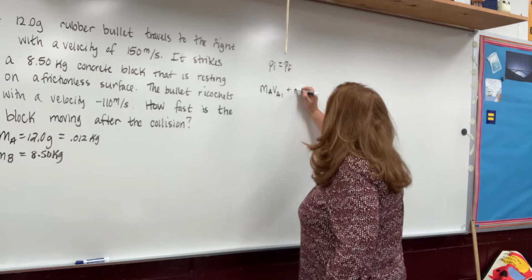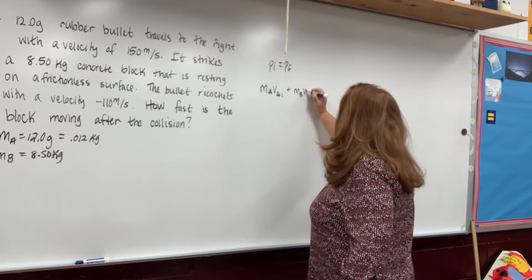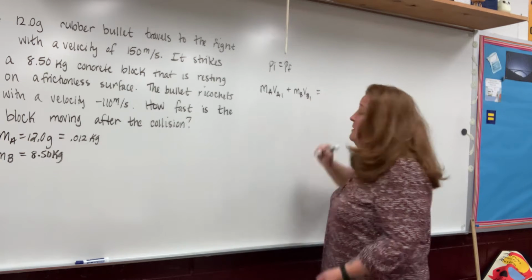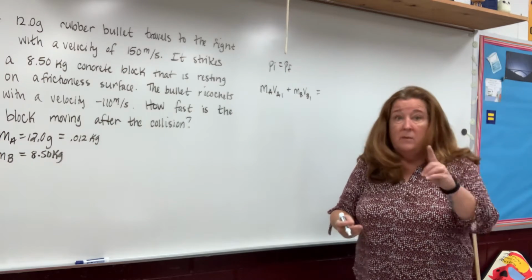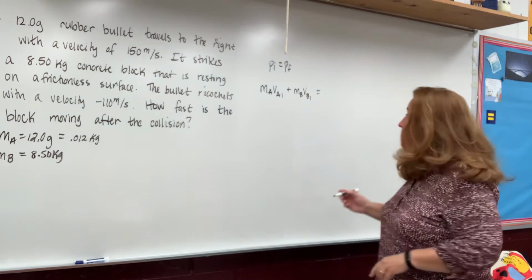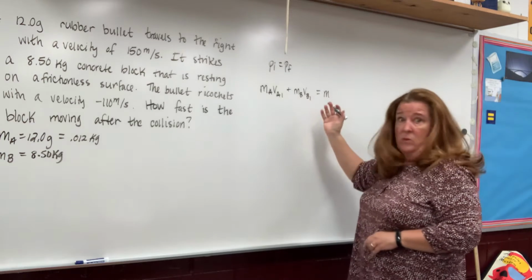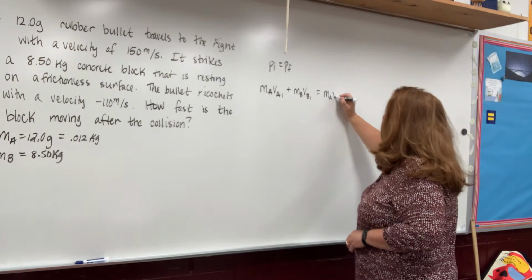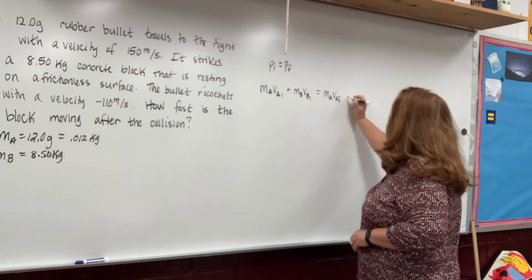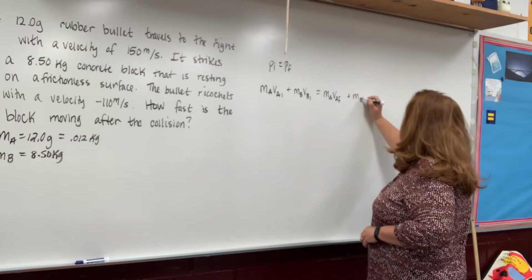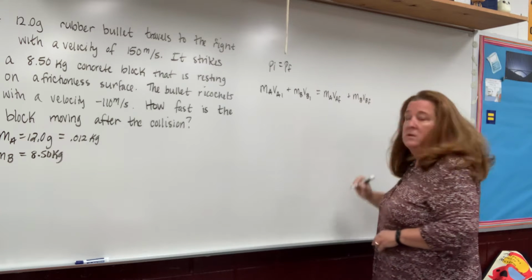And then we have the second object, same thing. Because the definition of momentum is that it's the product of the mass and the velocity. And remember, velocity is a vector, so signs are important. And then we have afterwards. They have to be equal to one another. So we have the momentum afterwards of the first object and the momentum afterwards of the second object.